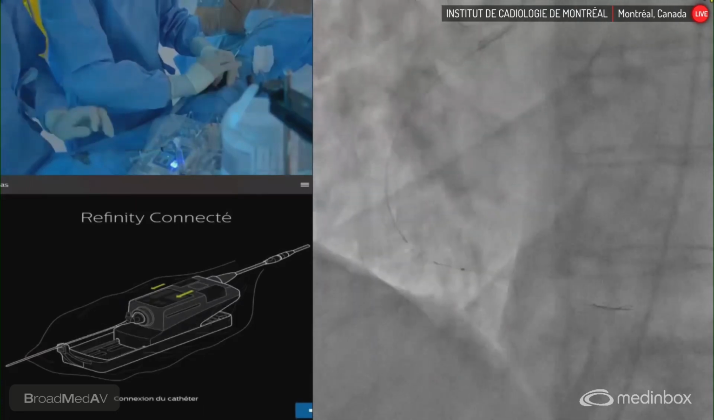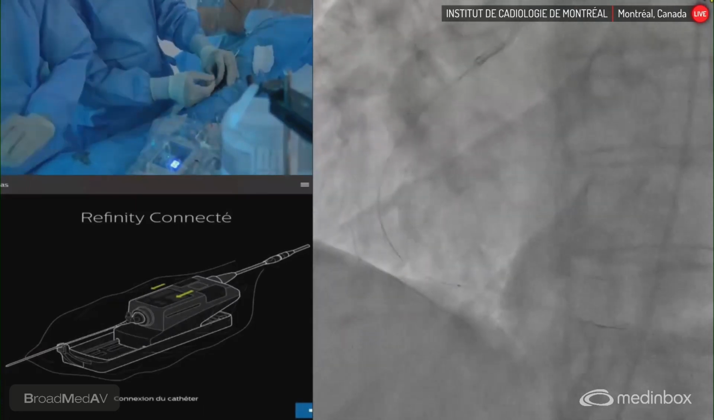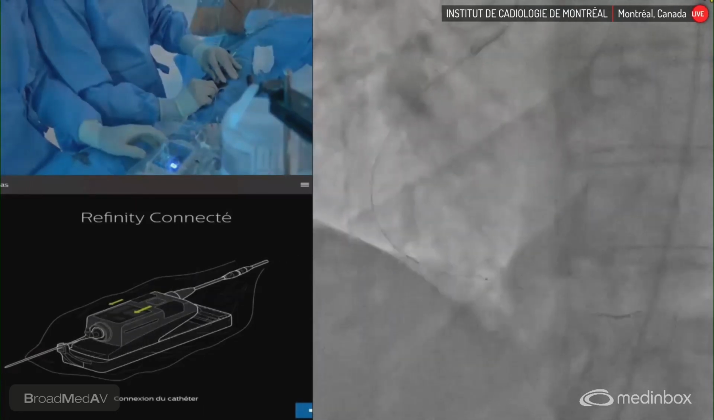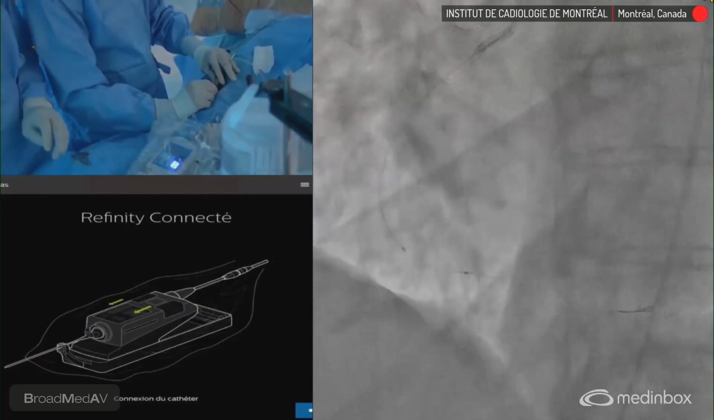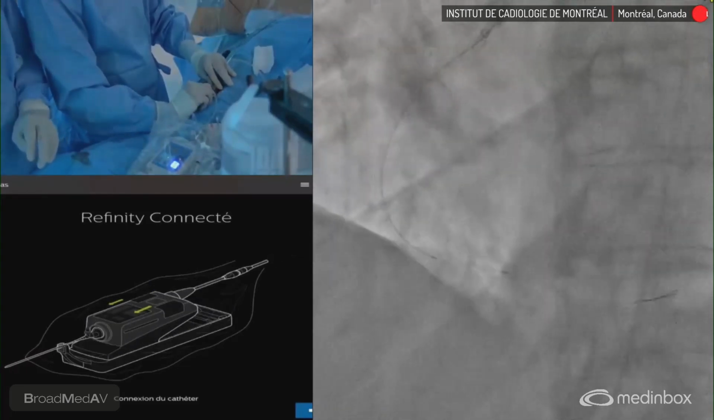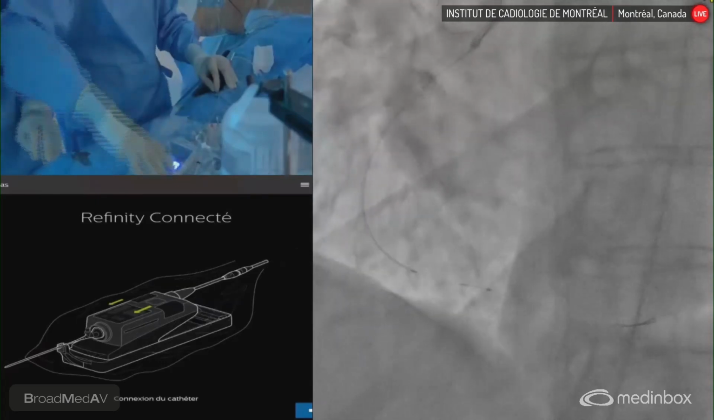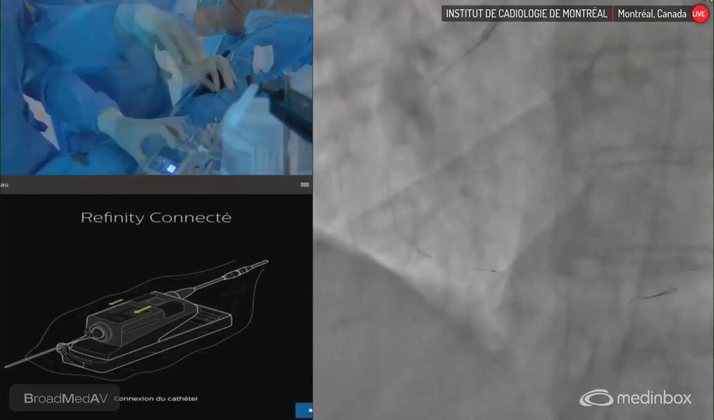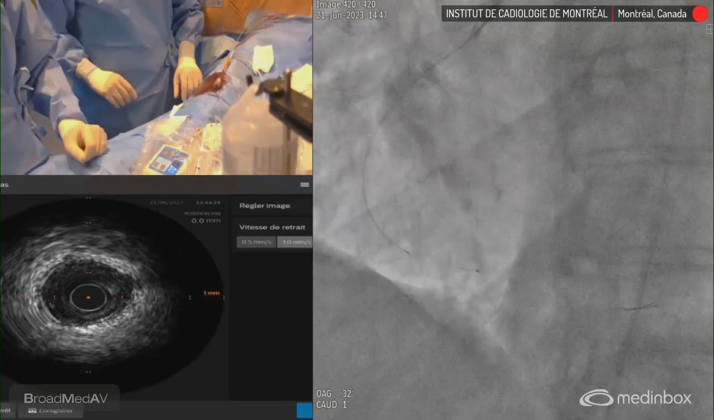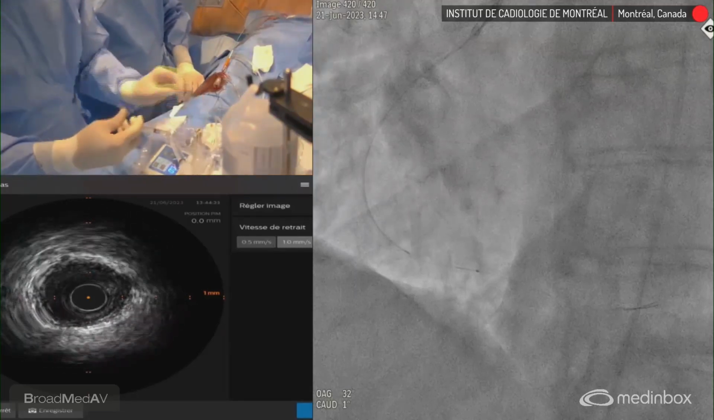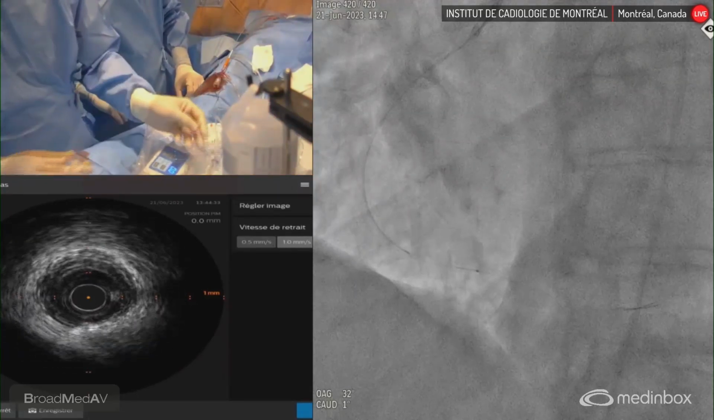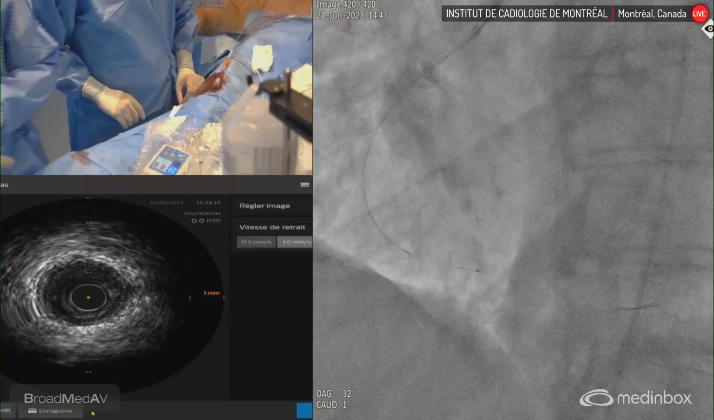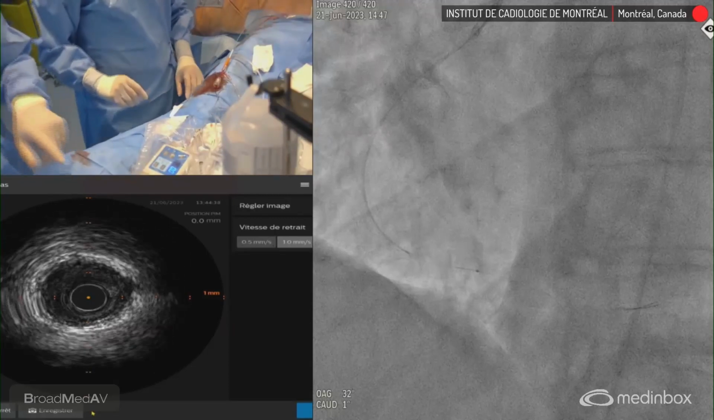I think here we're at the level of that early bifurcation of the PL. I'm going to try to decannulate my guiding a bit so we can see the ostium. There you go. I think this is a good place to start. We're going to start imaging, see if we have good image quality, and make sure we don't have NERD as much as possible. Image quality appears to be super good.